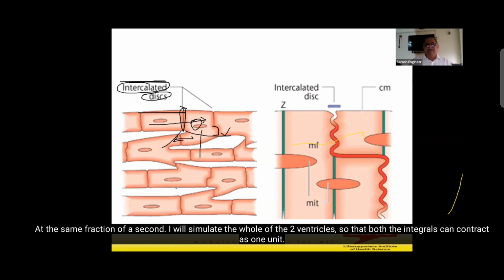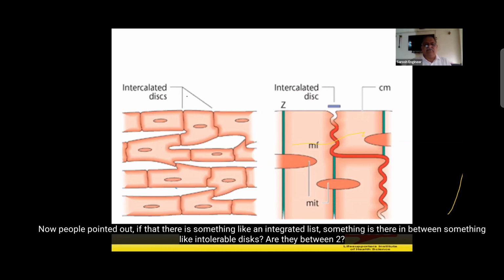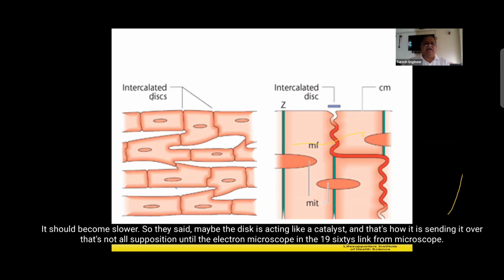and will stimulate the whole of the two ventricles so that both the ventricles can contract as one unit. Now, people pointed out that if there is something like an intercalated disc, something is there in between. Something like intervertebral discs are there between two vertebrae. There's a cartilage there. So if there is something in between, then how can the impulse go faster? It should become slower. So they said maybe the disc is acting like a catalyst, and that's how it is sending it forward. This was all supposition until the electron microscope came in the 1960s.